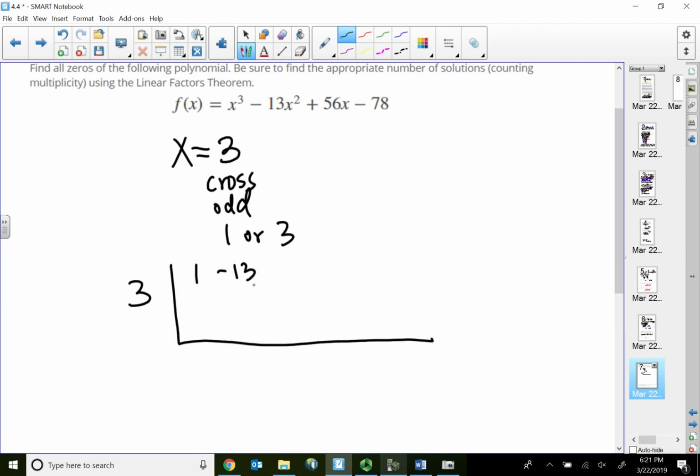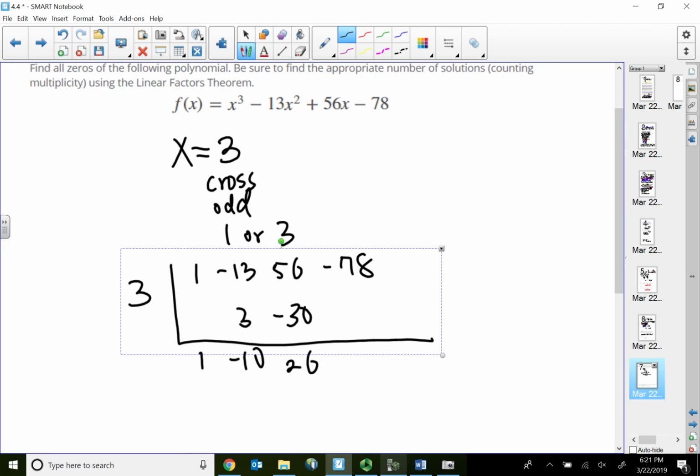1, negative 13, 56, negative 78. No missing terms. So let's go ahead. 3 times 1 is 3. Add them up is negative 10. That's negative 30. That's 26. 3 times 26 is 78. So my remainder is 0.